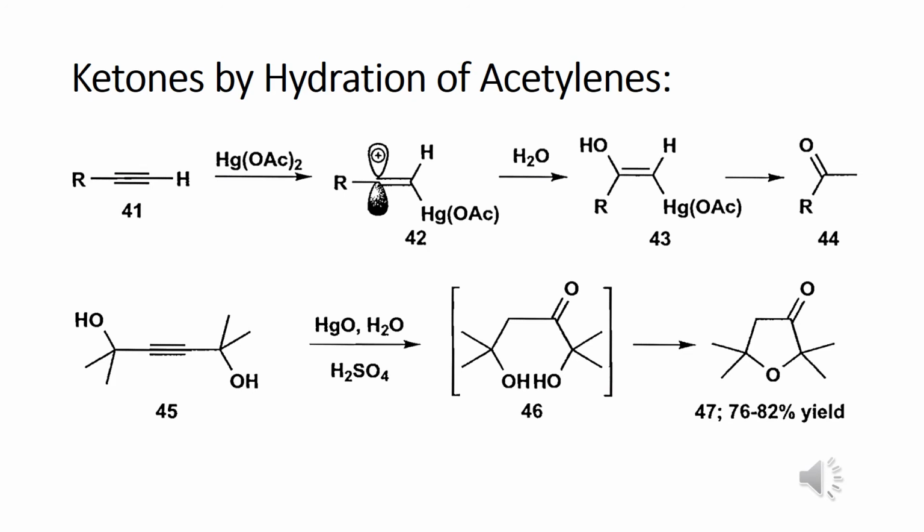The symmetrical acetylene can also be hydrated to one ketone, as the two possibilities are the same. An intriguing example is the hydration of a diol. You can see here structure 45 that presumably gives the ketone, structure 46. This is not isolated under the conditions of the reaction. Formation of the cyclic ether, structure 47, is comparatively faster than the hydration.